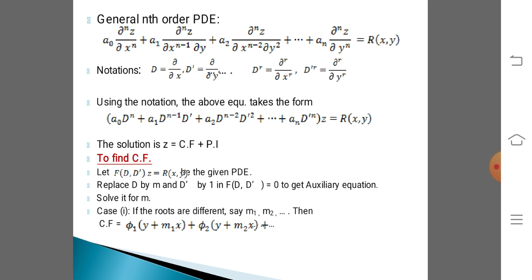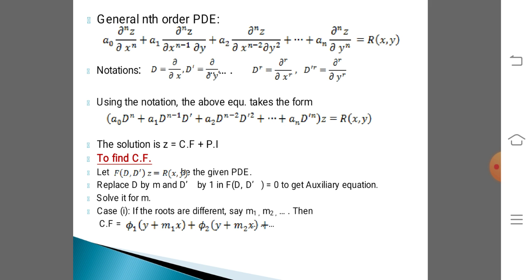You know, solution of PDE is nothing but a relation connecting independent variable and dependent variable. So here we have two independent variables, namely x and y, and the dependent variable is z. Therefore the solution is always of the form z = some function of x, y. So like ODE, here also the solution of a PDE has two parts in it. One is a complementary function, another one is a particular integral. Therefore z = CF + PI is the solution of any PDE.